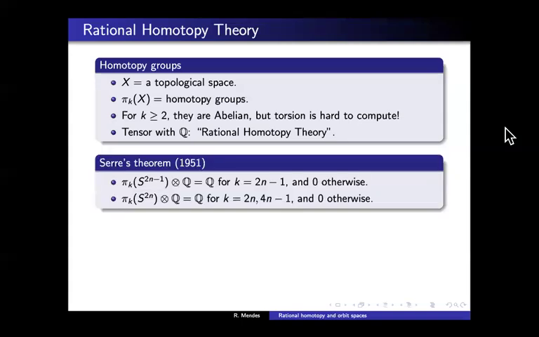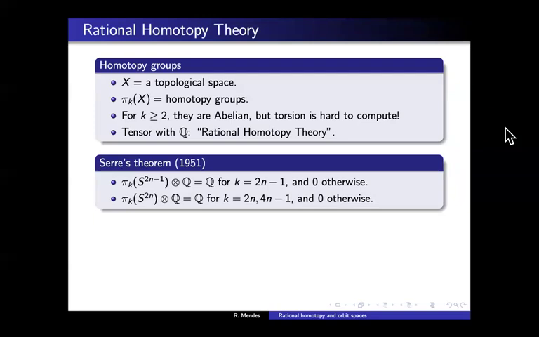So this is a result here, trying to illustrate this idea that sometimes the free part is much easier to compute than the whole homotopy groups. This is a result of Serre from 1951. So this predates rational homotopy theory, but I guess it was an inspiration, a precursor theorem. It computes the rational homotopy groups of the spheres.